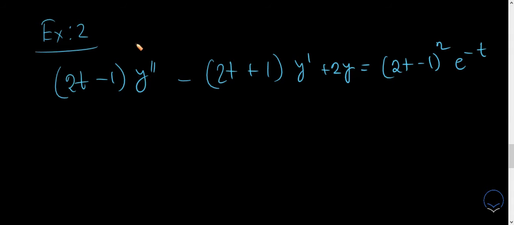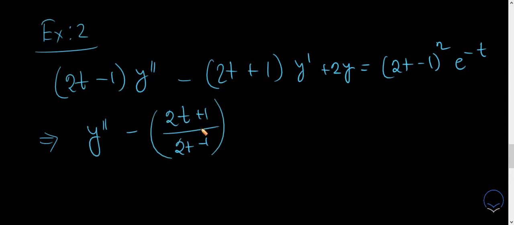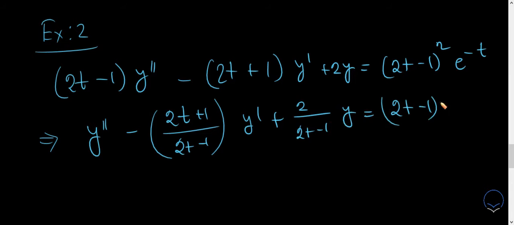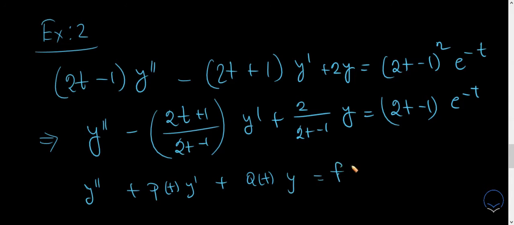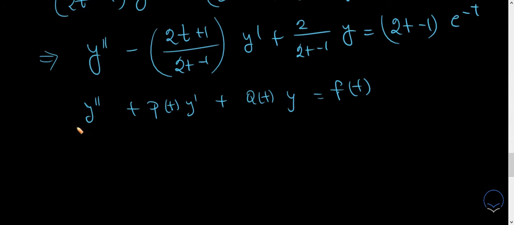So the first thing we need to do is reduce it down to the standard form. So let's divide by 2t minus 1. If you do that, this will be y double prime minus (2t plus 1) divided by (2t minus 1) y prime plus 2 divided by (2t minus 1) y is equal to (2t minus 1) e to the power minus t. Now this is in the standard form, that is, in the form of y double prime plus p of t y prime plus q of t y is equal to f of t. And now we can easily identify what our f of t is.